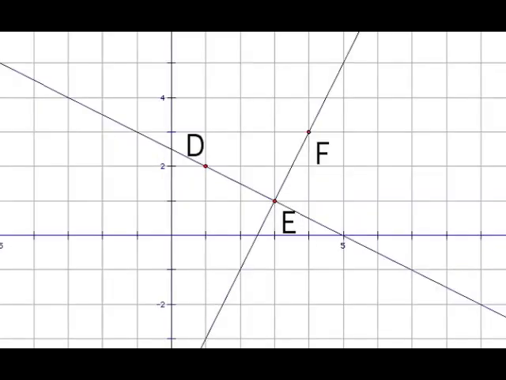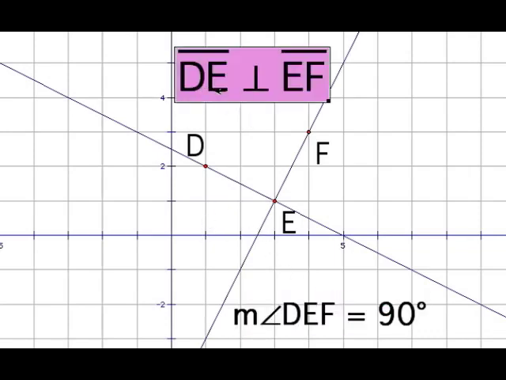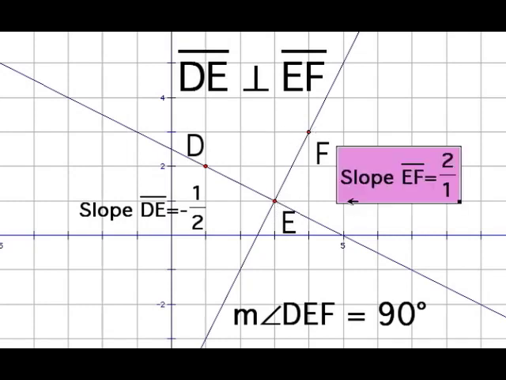In this example, we're looking at line segments DE and EF. If we measure angle DEF, we find that it comes out to be 90 degrees again. And once again, we can say that line segment DE is perpendicular to line segment EF. If you consider the slope between D and E, we're going down 1 and over 2. So our slope between points D and E is negative 1/2. And if we consider the slope between E and F, then we go up 2 and over 1. So our slope between E and F is 2 over 1. And once again, we're going to just leave it as 2 over 1.